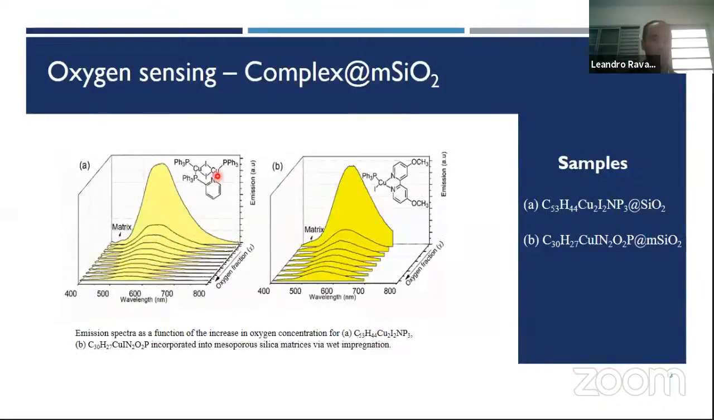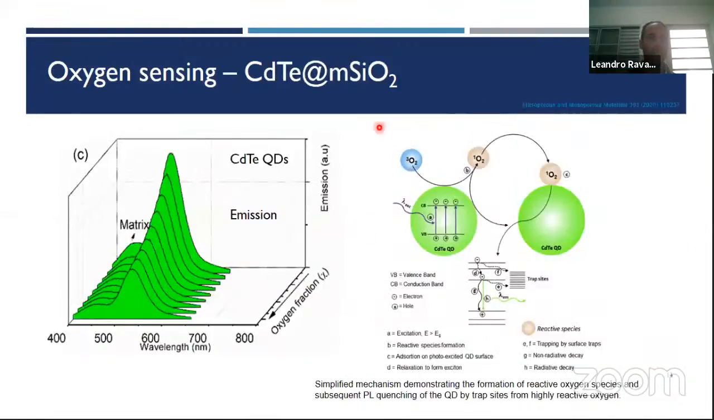This figure shows the emission spectrum as a function of oxygen concentration for 2 different copper complexes inside of a mesoporous silica matrix. The emission intensity decreases with increasing oxygen concentration, and the emission quenching is related to the activation of a triplet state by the oxygen. For quantum dots incorporated in mesoporous silica, the same behavior was also observed. The pore provides great dispersion of the quantum dots and great interaction with oxygen.